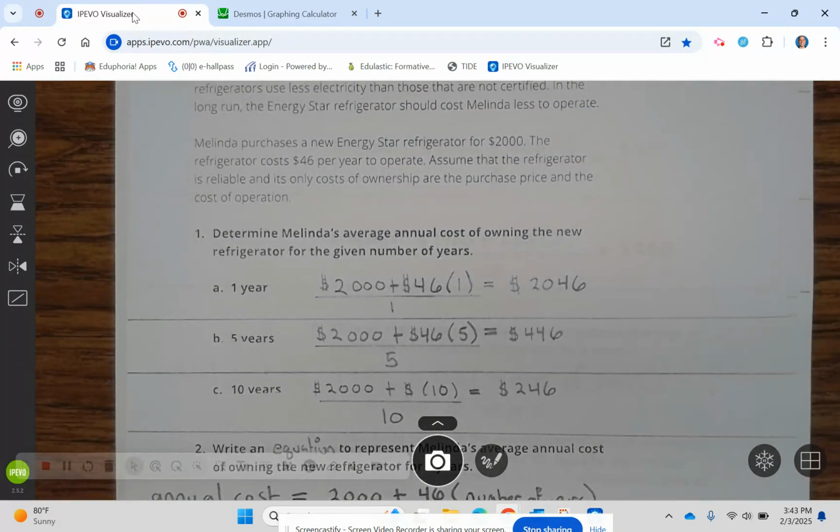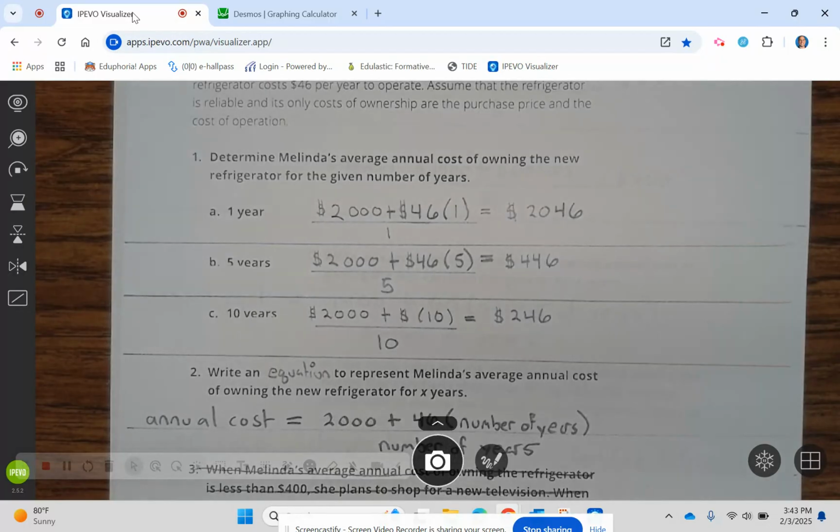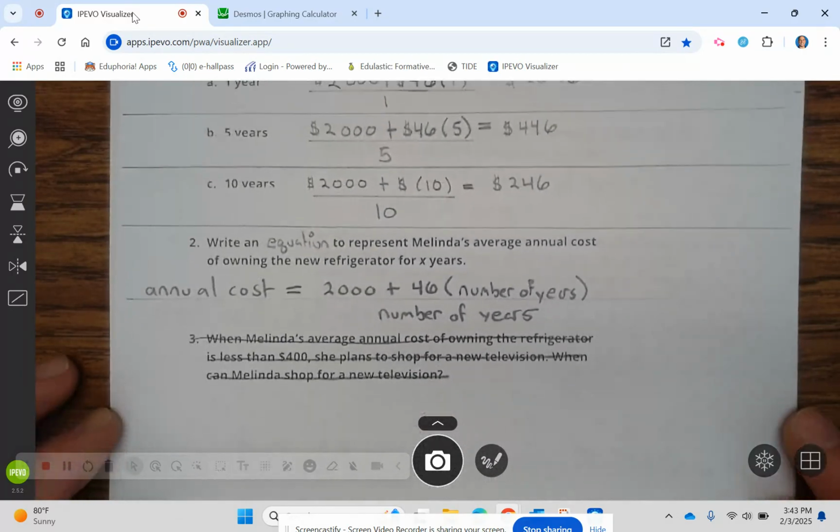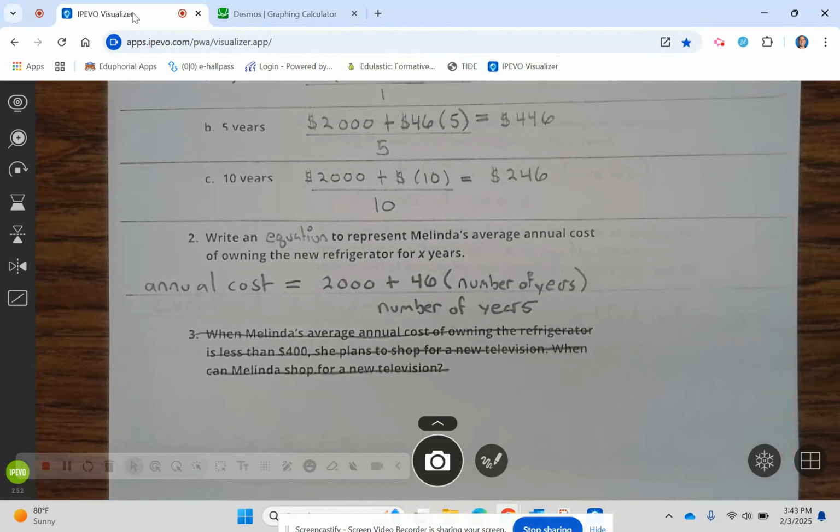Melinda purchases a new Energy Star refrigerator for $2,000. The refrigerator costs $46 per year to operate. Assume that the refrigerator is reliable and its only costs of ownership are the purchase price and the cost of operation. 1. Determine Melinda's average annual cost of owning the new refrigerator for the given number of years. 2. Write an equation to represent Melinda's average annual cost of owning the new refrigerator for x years. Annual cost equals 2,000 plus 46 times number of years, divided by number of years. Mark out 3, and let's take a look at the next page.